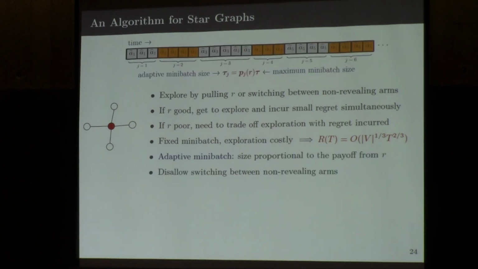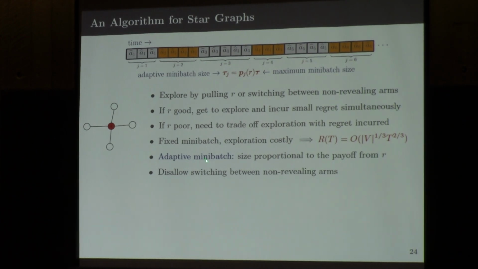So what we propose is the following adaptive mini-batching strategy, where the size of each mini-batch is proportional to how good the revealing arm is. Instead of having a fixed mini-batch size, the size of the mini-batch at round j corresponds to the probability, according to the distribution that we're maintaining, of pulling the revealing arm at round j, times tau. So there's some maximum mini-batch size that we can achieve.